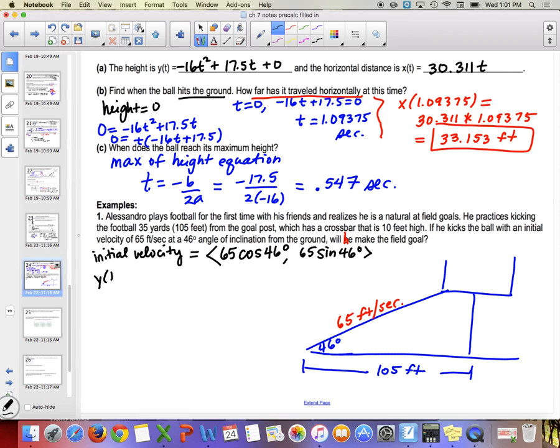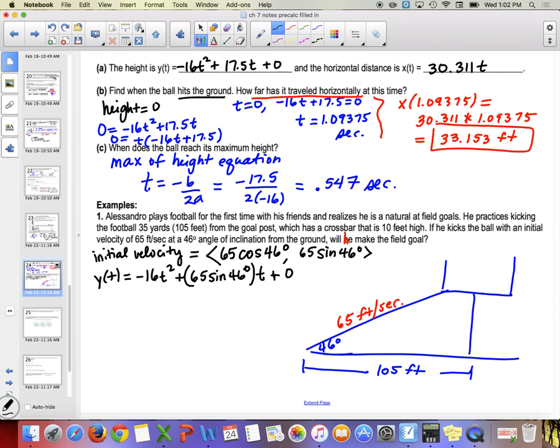The y of t is going to be negative 16t squared plus 65 sine of 46 times t. 46 degrees. And then plus, he's kicking it from the ground, right? That would be awesome if he could throw it in the air and kick like 3 feet up, but it does not happen that way. So plus 0.